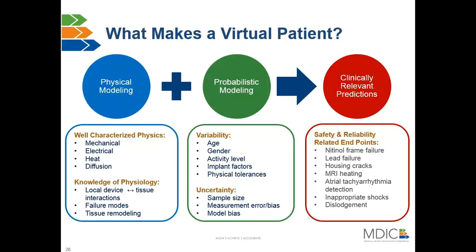So we need to take the models to the next level of taking it to like a time to event or a rate of occurrences, something that is clinically relevant that you would see in a clinical trial endpoint. So most of the focus in the early stages have actually been on safety and reliability related endpoints, such as nitinol frame failures, housing cracks, MRI heating, atrial tachycardia detections, inappropriate shocks, things of those natures that really affect the safety of the device. Next slide.